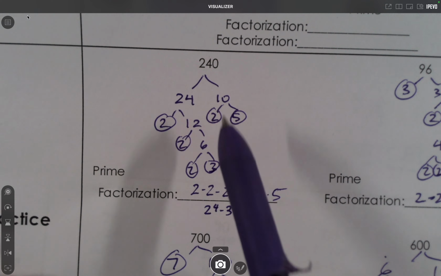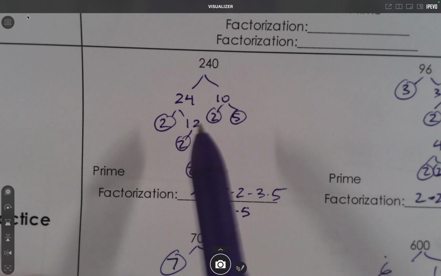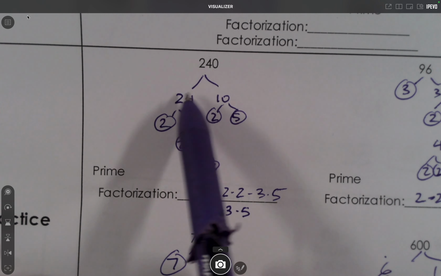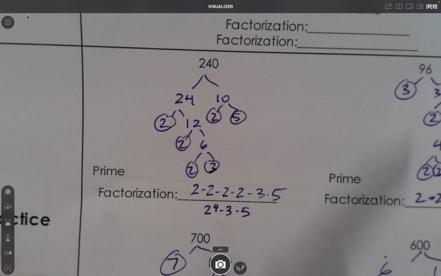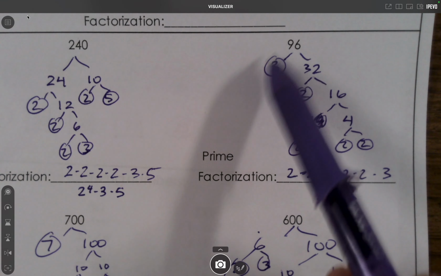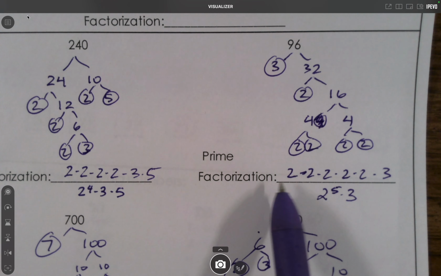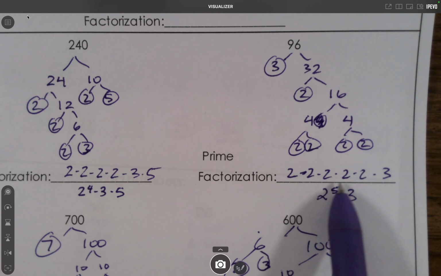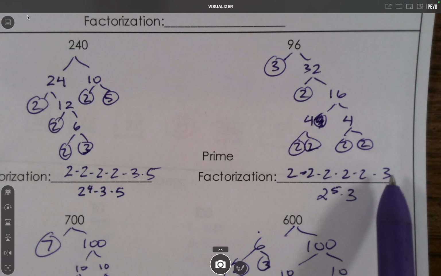So again, if you don't have an identical tree to me up here, that's okay. You could have had like 2 and 120 to start with. But what is important is you get the same result as me at the end. You should have 4 2s, 1 3, 1 5. Okay, with 96, again, doesn't matter if you have an identical spread up here, as long as your end result is the same. You should have 5 2s and 1 3.